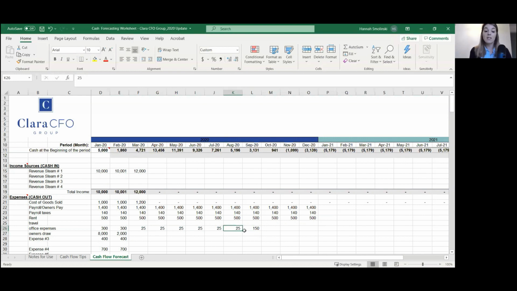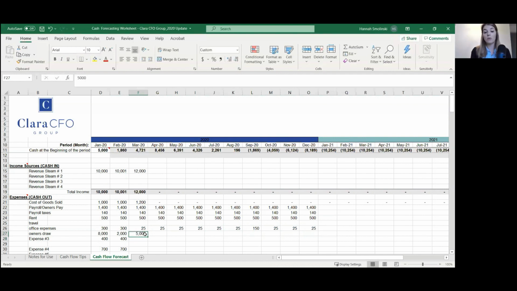This is actually based on your budget. So if you've done a good budget, you can use your budget to fill out some of these expenses and what you think you're going to be spending. And then when it comes to forecasting an owner's draw, I'm going to say, hey, I need $5,000 a month for me personally.